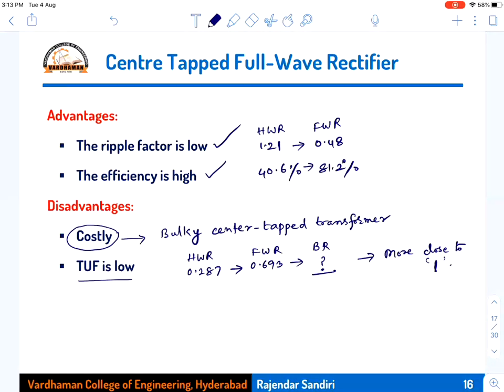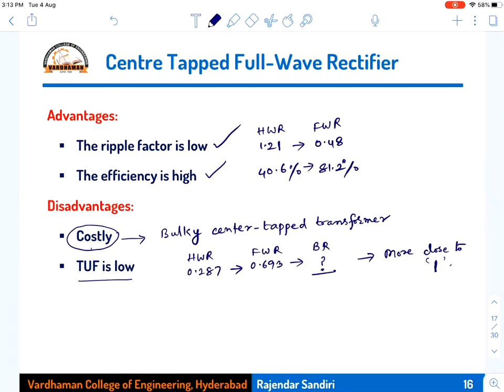Now we will use 4 diodes and the transformer is not center tapped, a normal transformer we'll use, so that the diode cost will be less compared with the transformer cost. The transformer is bulky also. So that transformer we can make a normal transformer, but we increase the diodes by 2 more, so that 4 diodes it will become, and that particular disadvantage, that the circuit is costly, we can eliminate.